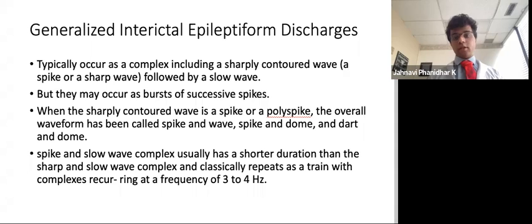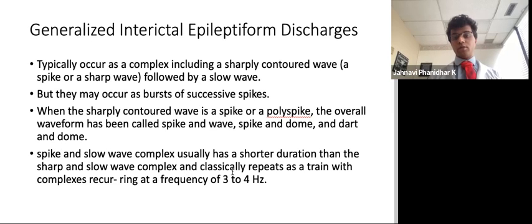And the interictal epileptiform discharges for the generalized seizures typically occur as a complex with sharply contoured waves followed by a slow wave. They may occur as bursts of successive spikes. The sharply contoured wave is a spike or polyspike. The overall waveform is called spike-and-wave, spike-and-dome, or polyspike-and-dome.